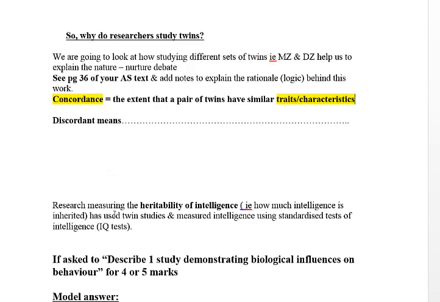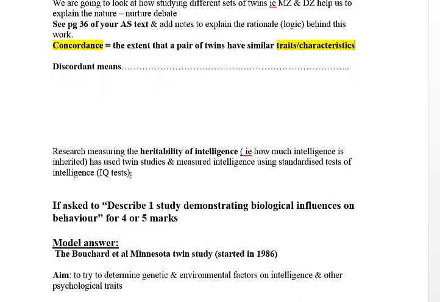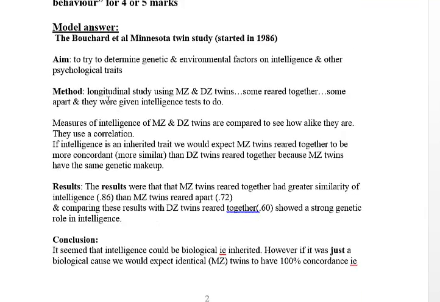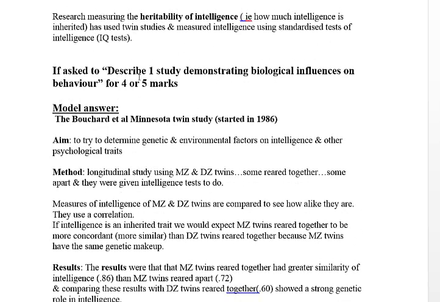Okay, so research measuring the heritability of intelligence, in other words, how much intelligence is inherited, that's all this means, has used twin studies and measured intelligence using very standardized tests of intelligence. We refer to them usually as IQ tests. You may well need one study in a lot more detail, if you're asked to describe one study demonstrating biological influences on behaviour, and let's say it's worth 4 or 5 marks. I'm going to talk you through this study. Remember, they are asking more these days. They're asking you, how would we go about that? How would we investigate? And tell us about the method. So that's this section really.